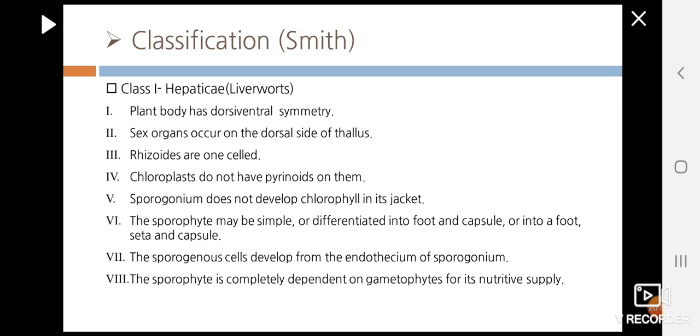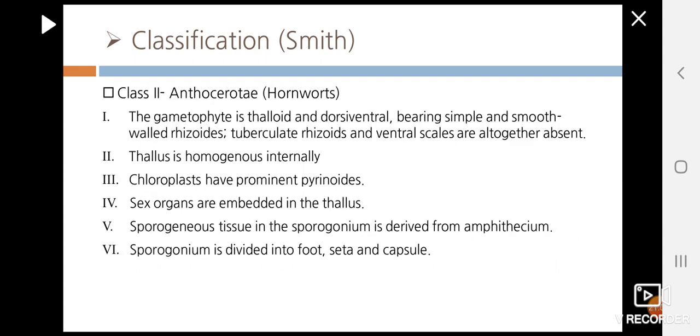Sporogenous cells develop from endothecium of the sporogonium. Sporophyte is completely dependent on gametophytes for its nourishment. Now the second class is Anthocerotae. These are hornworts. Gametophyte is thalloid and dorsiventral, and the rhizoids are simple and smooth-walled. Scales are absent. Thallus is homogeneous internally. Chloroplasts have prominent pyrenoids. Sex organs are embedded in the thallus.